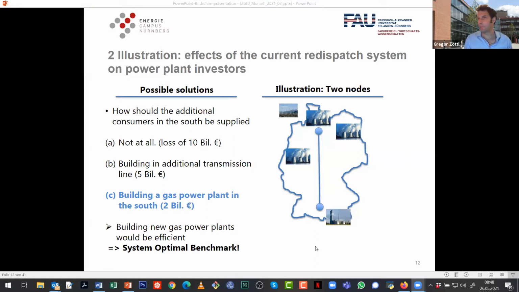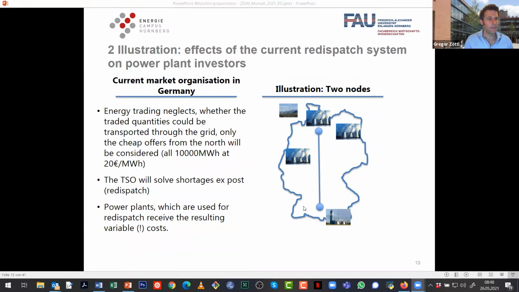From a system optimal benchmark, if you would just run a single objective maximization problem here, we don't need to run it, we can just see it. It's a super trivial example. The system optimal benchmark would clearly indicate that the best thing to do is build this plant here in the south, and we're done, with 2 billion of costs for this. That's the best option to take, so this would be the system optimal benchmark. And now the issue is that in the zonal system, we will not reach the system optimal benchmark.